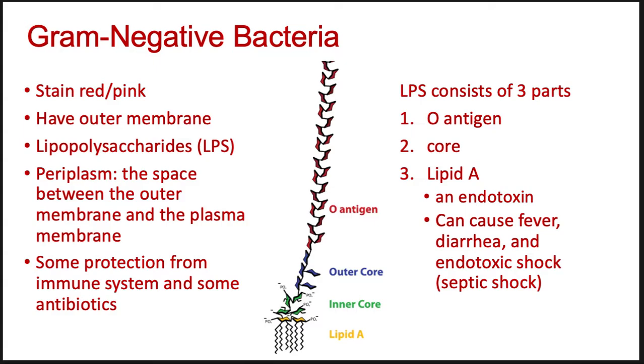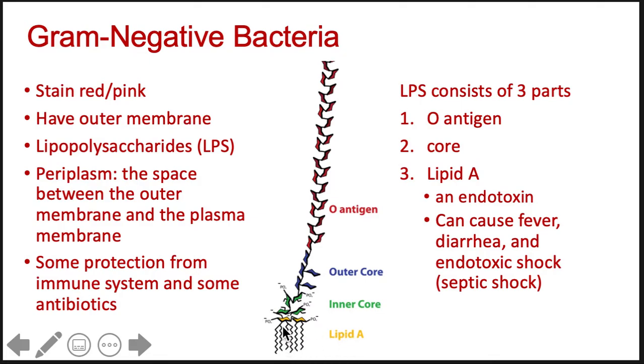And the space between the outer membrane and the inner membrane is called the periplasm. And having this outer membrane does offer some protection against certain antibiotics. Remember we talked about LPS having these 3 layers. The outer portion that sticks out is called the O antigen. And then the part that's embedded within the lipid is called lipid A.